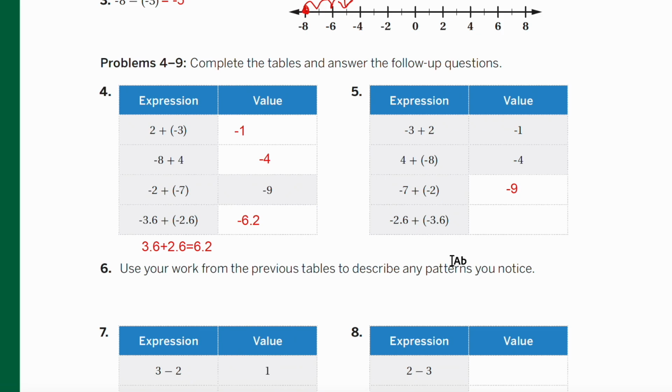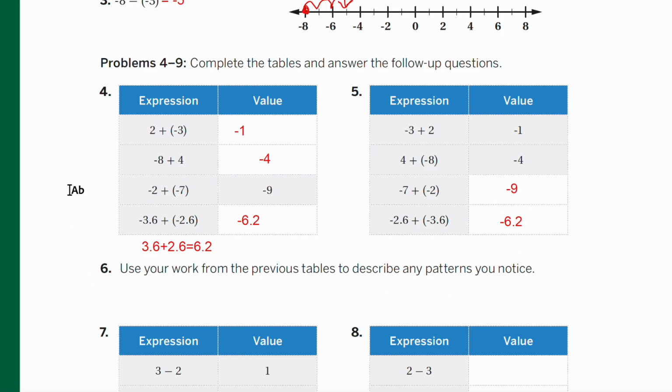And for this last problem, it's negative 2.6 plus negative 3.6. Believe it or not, this is exactly the same problem that we just did. It's just the order of the numbers is switched around. But the result is still going to be the same. It's still going to be negative 6.2.